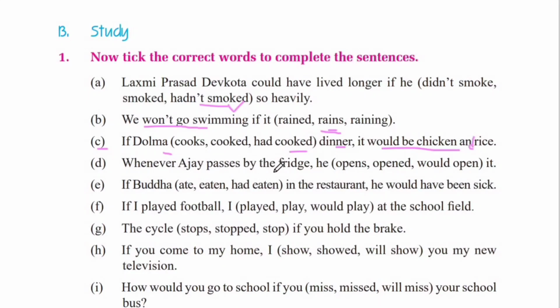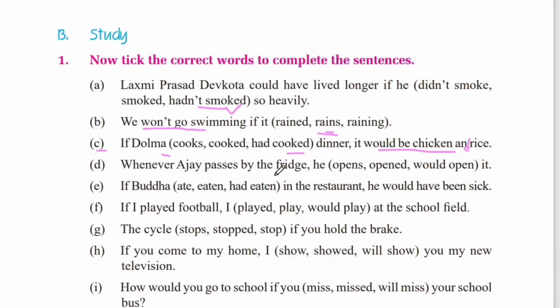D number. Whenever Ajay passes by the fridge, he opens it. Next number: If Buddha had eaten in the restaurant, he would have been sick. F number: If I played football, I would play at the school field. Next one, G number: The cycle stops if you hold the brake.